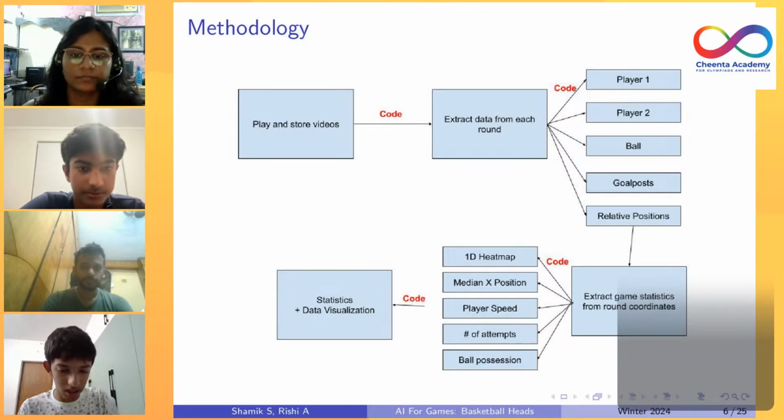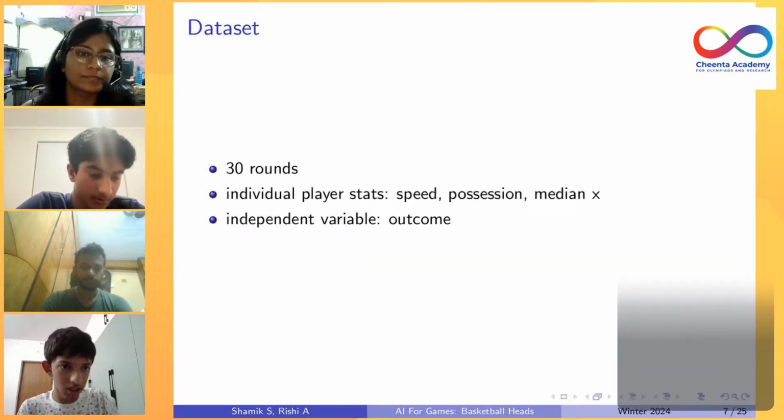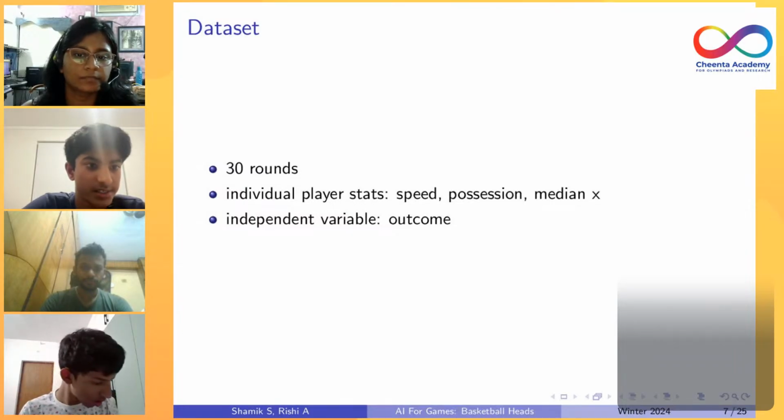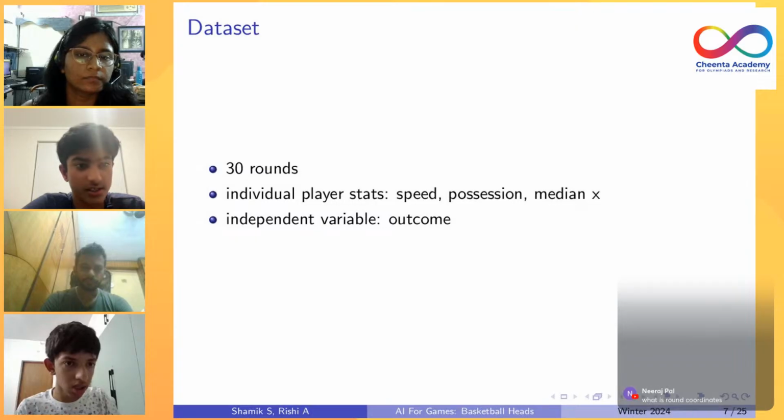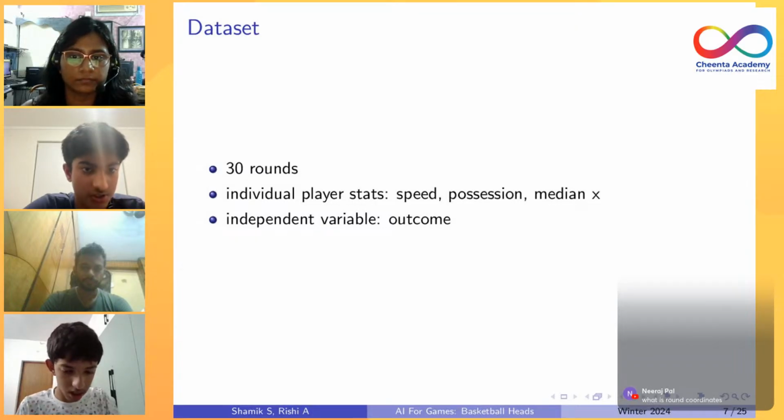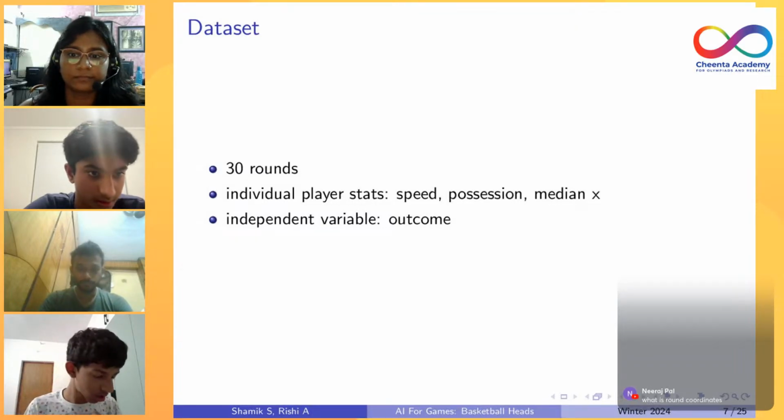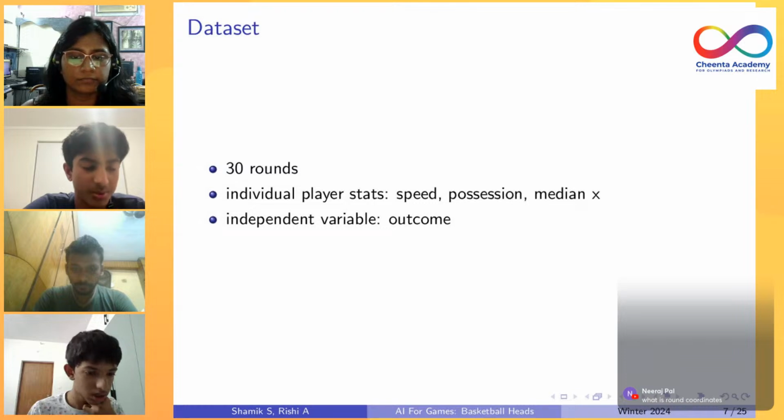Our data set consisted of 30 rounds of Basketball Heads, and it also consists of individual player stats, such as speed, possession, and median X. Our independent variable was the outcome of the game, meaning who won or who lost.